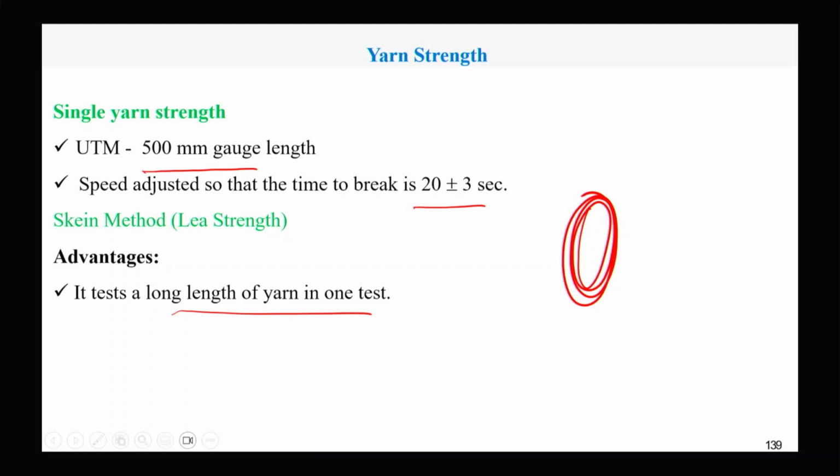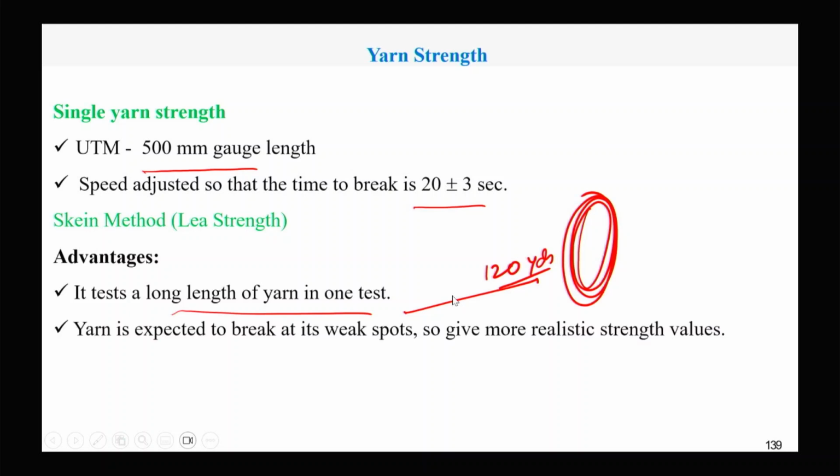In single yarn test, when we test say 500 millimeter or 50 centimeter, in Lee test in one go you can test 120 yarn at a time. We can get the information of the yarn strength of 120 yards, and we will be able to assess the performance at different weak spots. But 120 yards there will be number of weak spots, so that the overall assessment we can have.